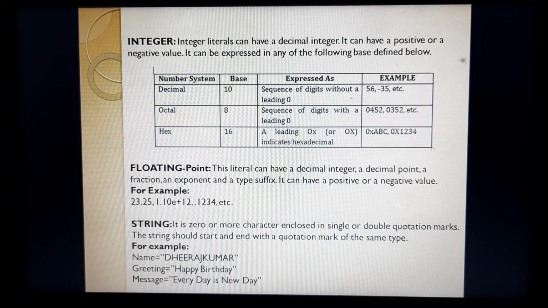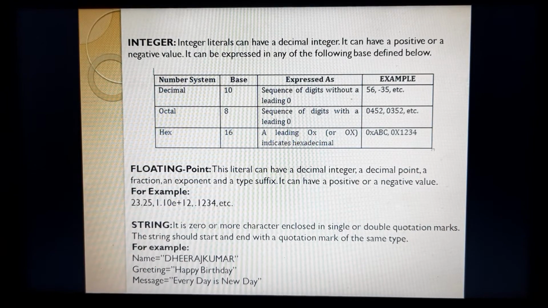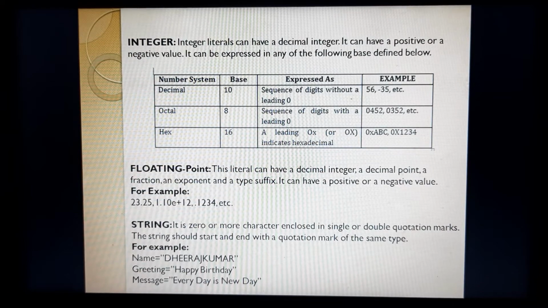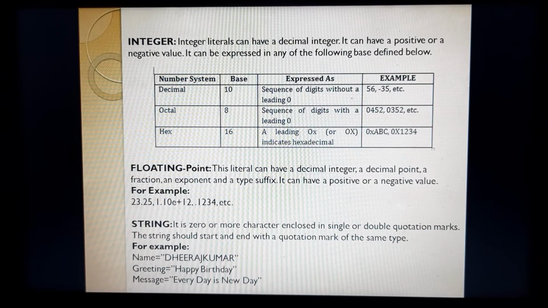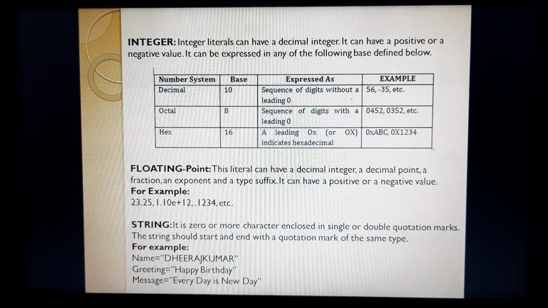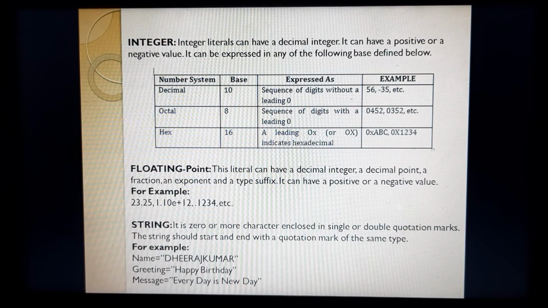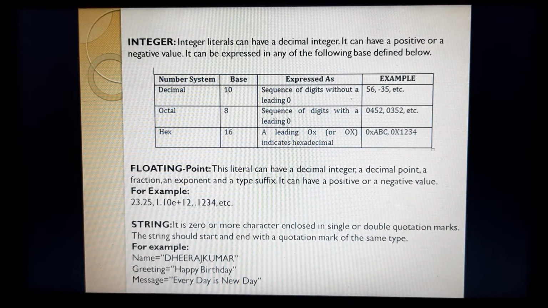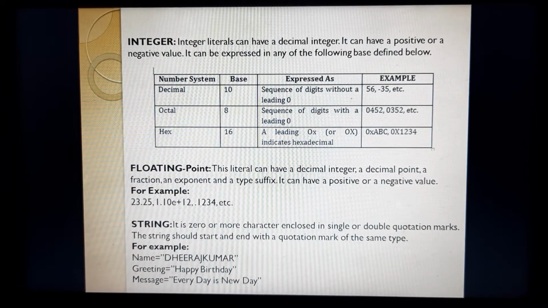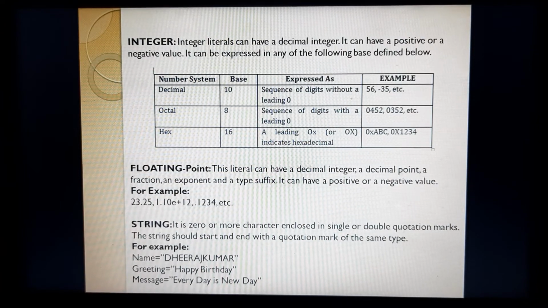And the third is the string. It is zero or more characters enclosed in a single or double quotation mark. So a single quote mark is used for a single character, whereas the double quote is used for a string of characters. The string should start and end with a quotation mark of the same type. Same type means here, if I'm using a single quote, then I have to close it with a single quote only. If I'm using an opening double quotation, I need to close it with the closing double quote.